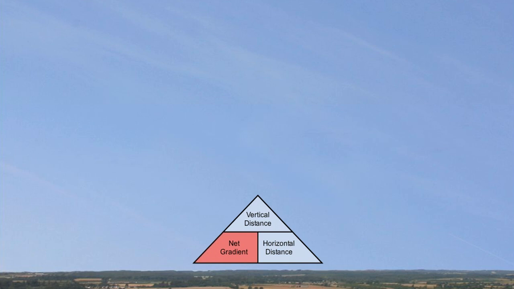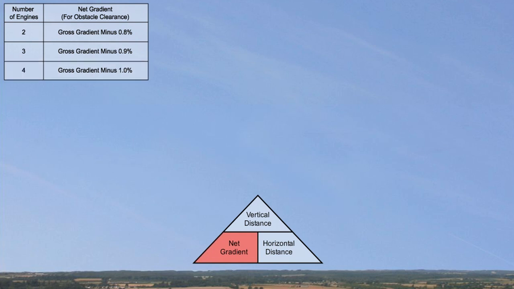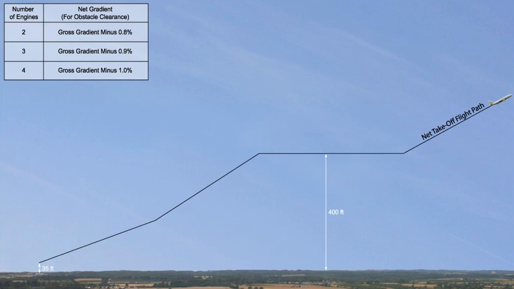In this case, the safety factor changes depending on the number of engines. In the case of 2-engine aeroplanes, the net gradient is the gross gradient decreased by 0.8%. For 3-engine aeroplanes, the net gradient is the gross gradient decreased by 0.9%. And for 4-engine aeroplanes, the climb gradient must be made worse by 1%. Using the net gradients instead of the gross gradient in the takeoff flight path will produce the net takeoff flight path as shown on screen. As we stated at the beginning, the net takeoff flight path must clear all obstacles by 35 feet.